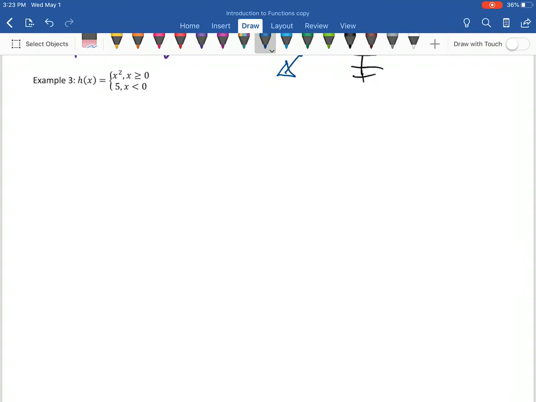Last example. I have 2 pieces. All the examples so far we've done are 2 pieces. There can be functions that have 3 pieces, 4 pieces. It's all done the same way. You just have more pieces. So here's piece number 1 and piece number 2.